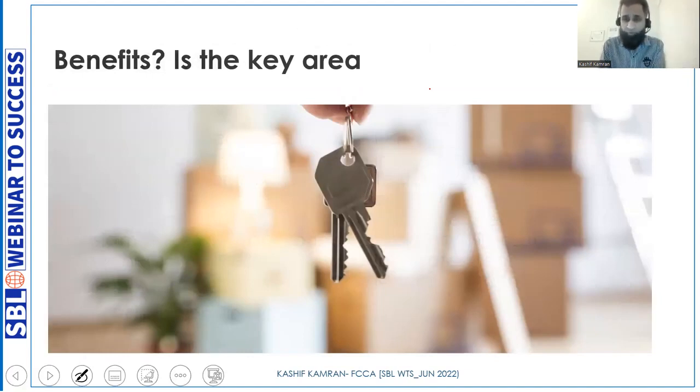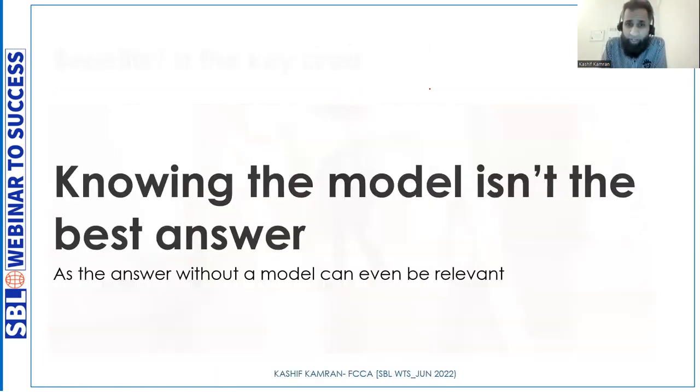You should be knowing benefits of lots of syllabus areas. Knowing the model isn't the best answer. We just discussed that. A lot of the time the student wastes time thinking about a model when the model is not even relevant. There might be a question which doesn't require a model, but students are so obsessed. They say, oh, what is the sense of doing an answer without a model?